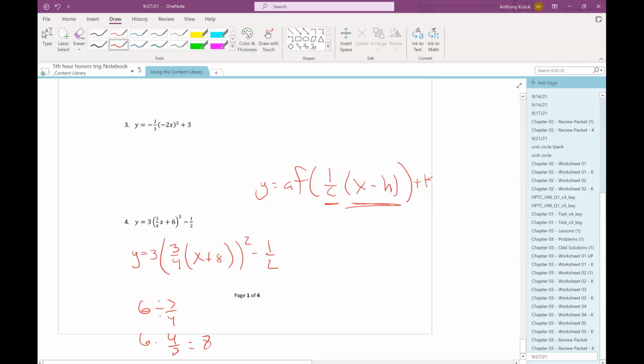Okay with that, Mackenzie? Okay. And now I know that 3/4 I need to write as a 1 over something. So 3/4 would be 1 over its reciprocal. So A should be 3, C should be 4/3, h should be negative 8, and k should be negative 1/2.